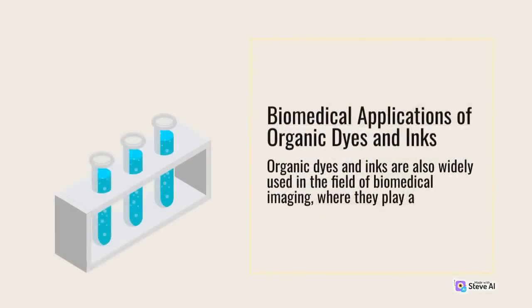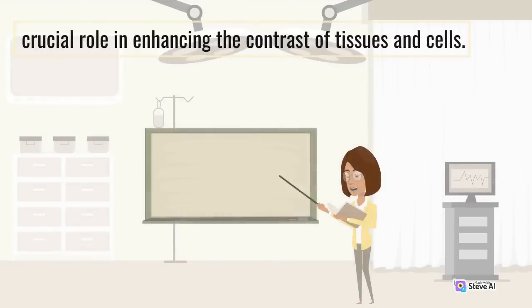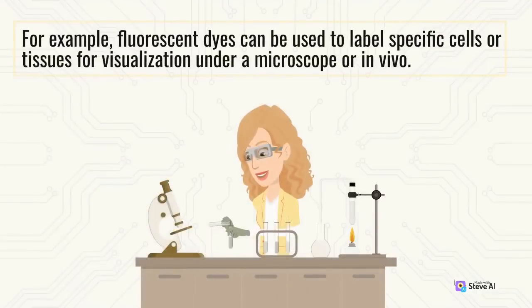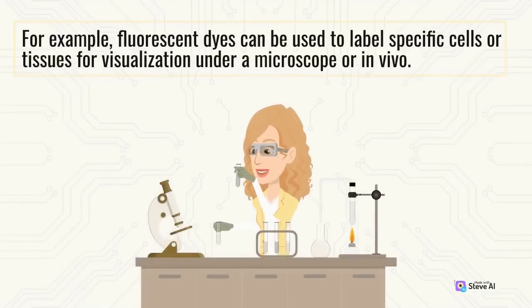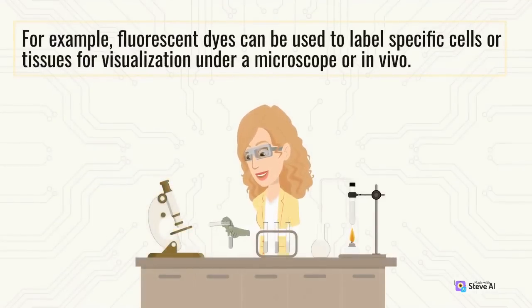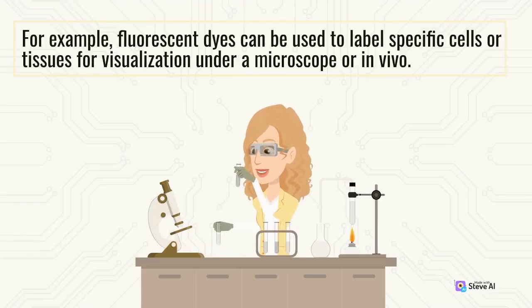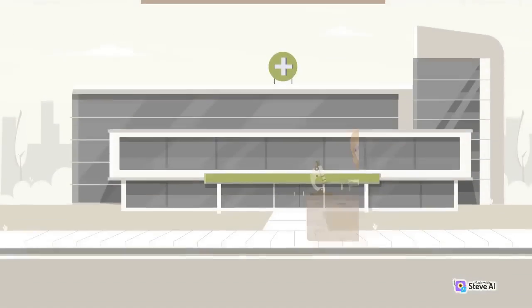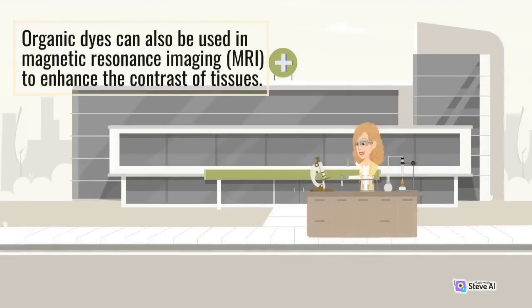Biomedical applications of organic dyes and inks. Organic dyes and inks are also widely used in the field of biomedical imaging, where they play a crucial role in enhancing the contrast of tissues and cells. For example, fluorescent dyes can be used to label specific cells or tissues for visualization under a microscope or in vivo. Organic dyes can also be used in magnetic resonance imaging, MRI, to enhance the contrast of tissues.